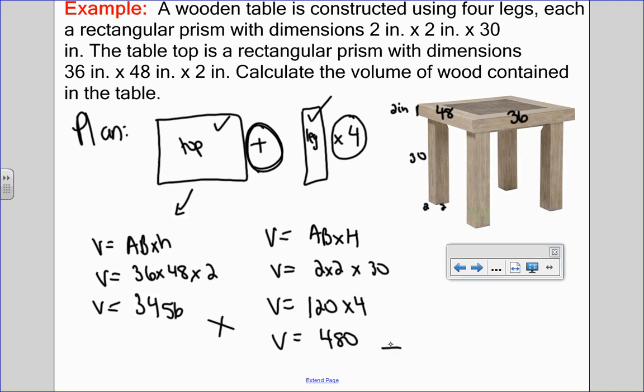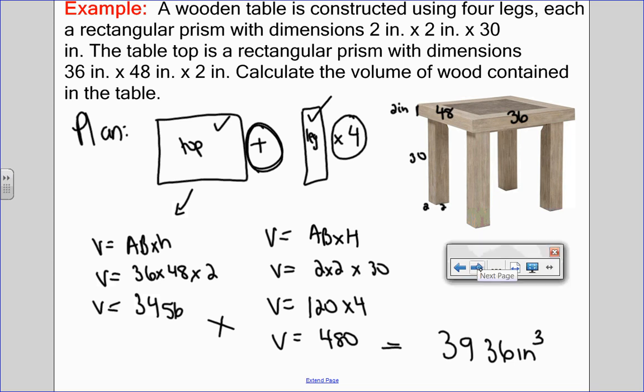So I just add those together. 3,456 plus 480, and I get a total volume of 3,936 cubic inches. Remember, volume is always units cubed.